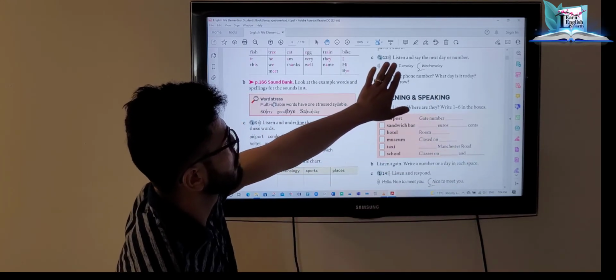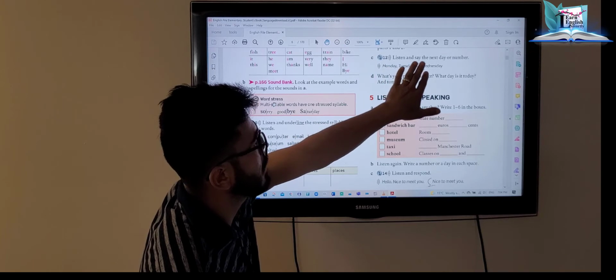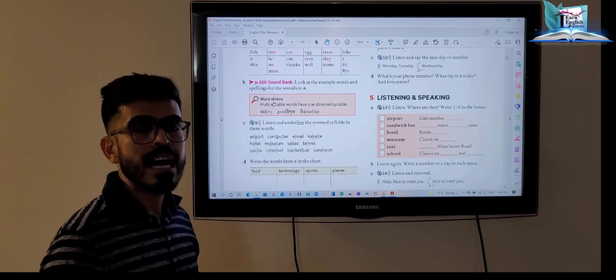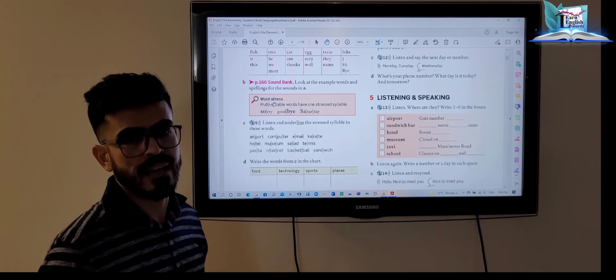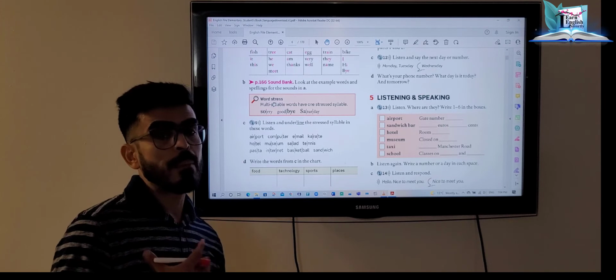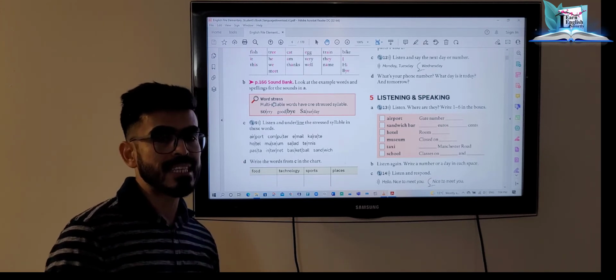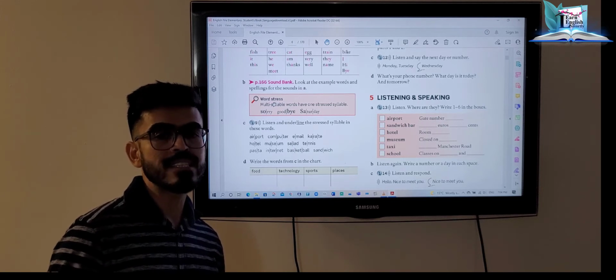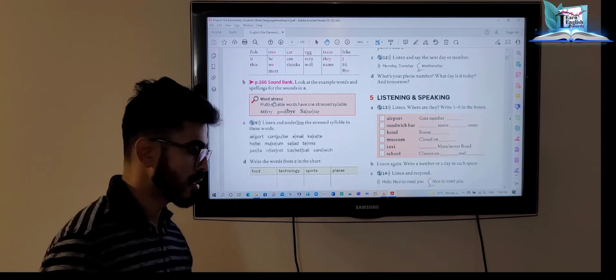1.12. Listen and say the next day or the next number, okay? Now we're going to try. We're going to practice, okay? So let's practice. I'm going to play the listening for you. The listening will say the number or the day of the week, and you have to say the next day or the next number.